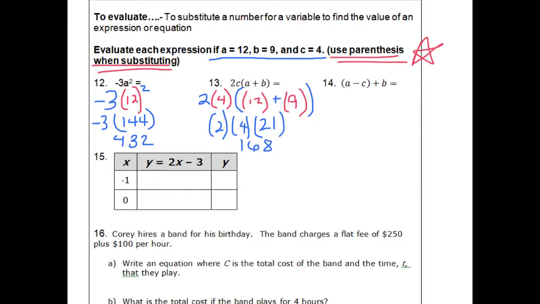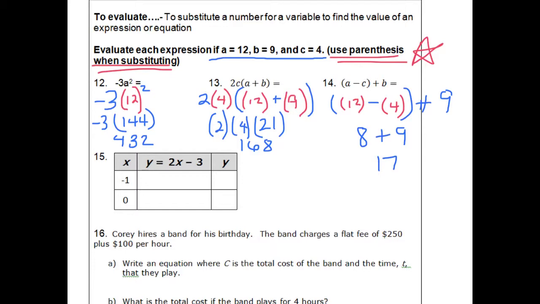Okay, let's do one more. We got A is 12 minus C, which is 4, close my parentheses, plus, that's a plus sign, B, which is 9. Okay, I'm going to start out by evaluating inside my parentheses. 12 minus 4 is 8, plus 9 equals 17.